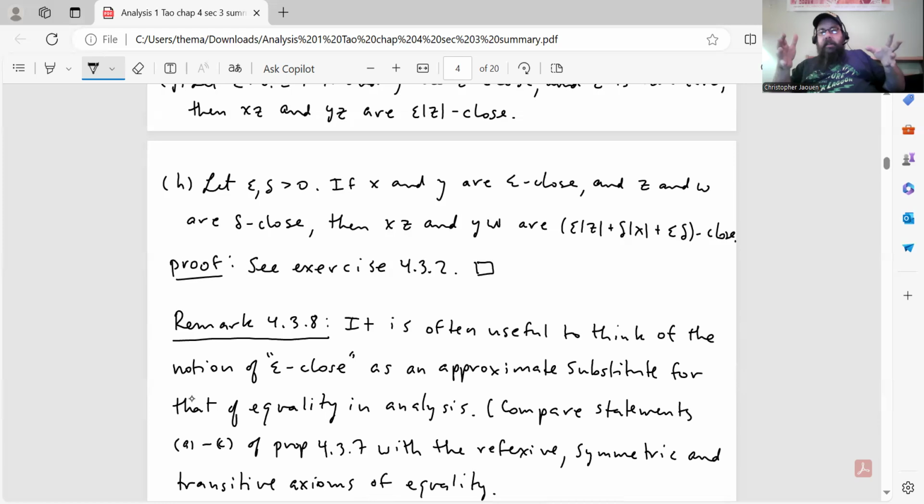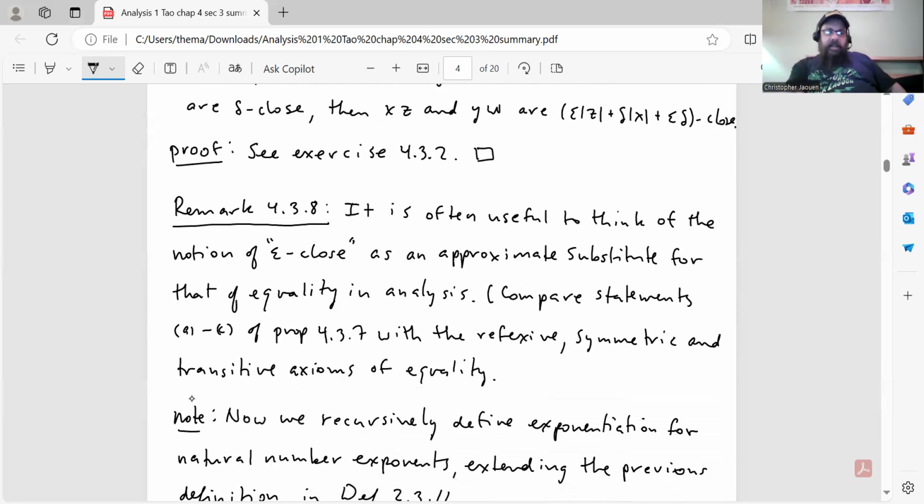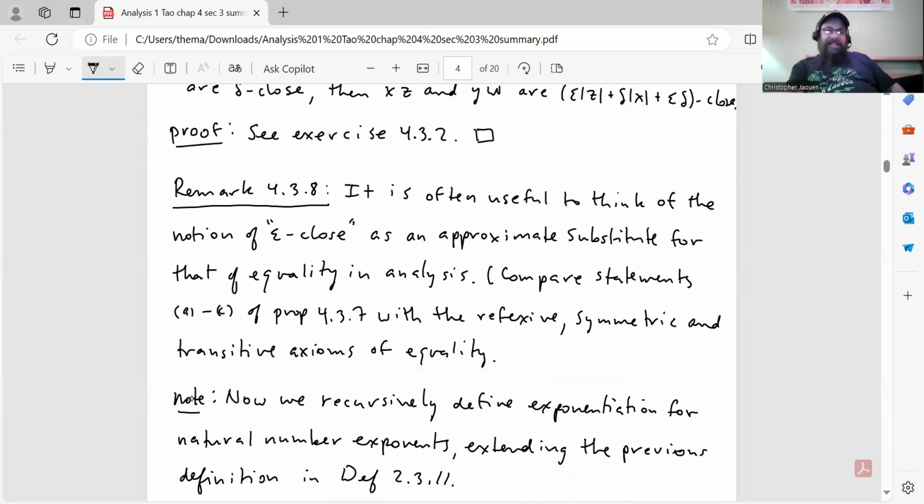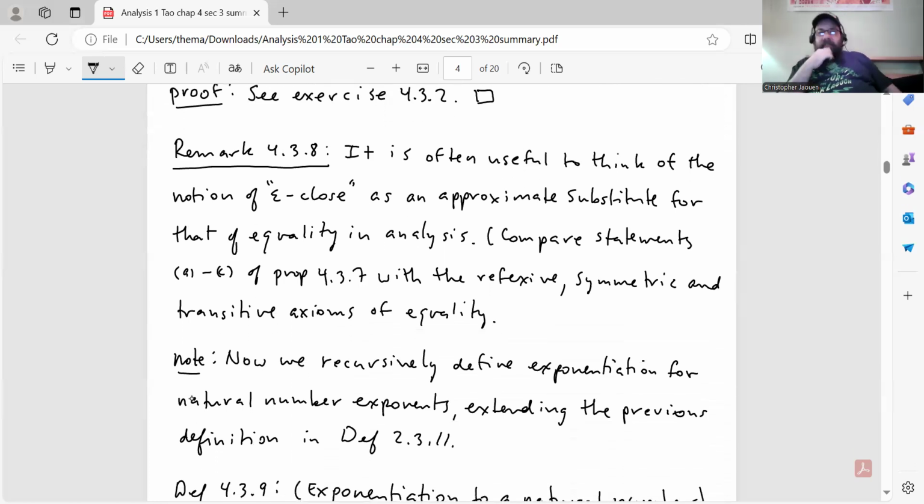Like I said, these propositions have a lot of parts, so the size of the exercise set in the book might be deceptively small. I think I'll still be able to get it done by tomorrow, though. Anyway, he has a remark here after that proposition, 4.3.8. It's often useful to think of the notion of epsilon close as an approximate substitution for that of equality in analysis, which is what I mentioned a second ago. Compare statements A through C of the proposition that we just read with the reflexive, symmetric, and transitive axioms of equality.